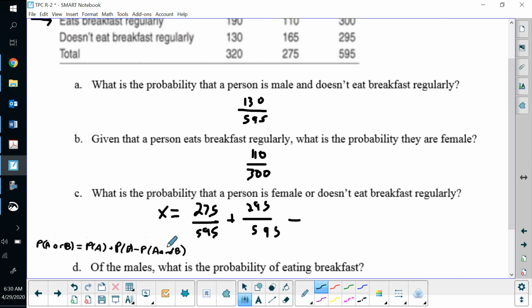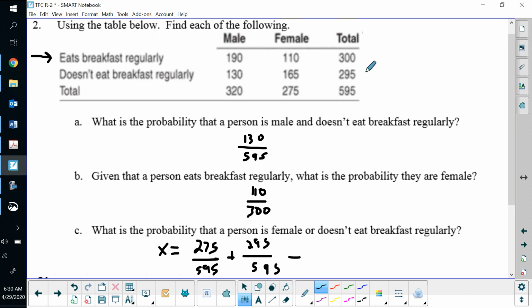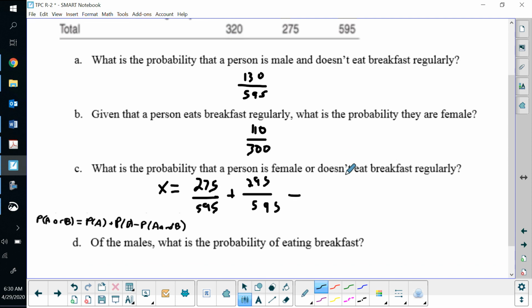And then minus the and. So an and is where they crisscross. Doesn't eat breakfast regularly and female crisscrosses at the 165. So we have 165 out of 595. So again, sometimes you'll have to rearrange to get the x by itself, but in this case, it already is by itself. So we can just punch in those fractions. And when we type that in, we get 81 out of 119.